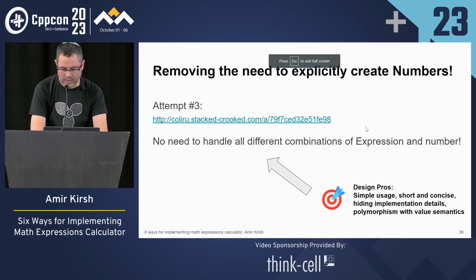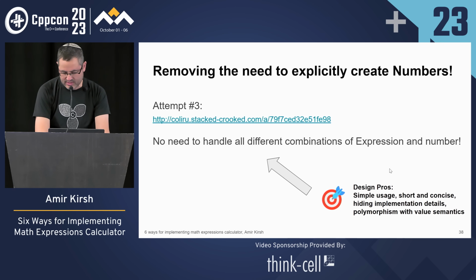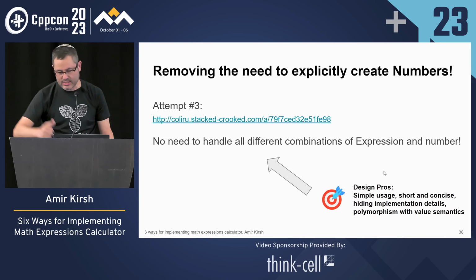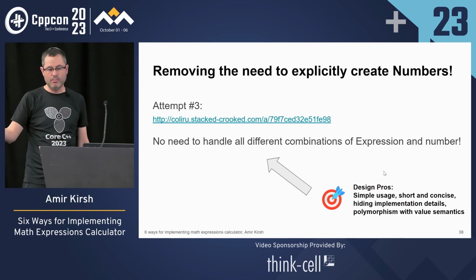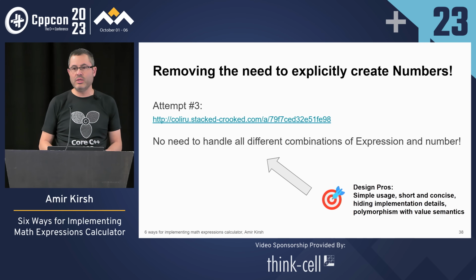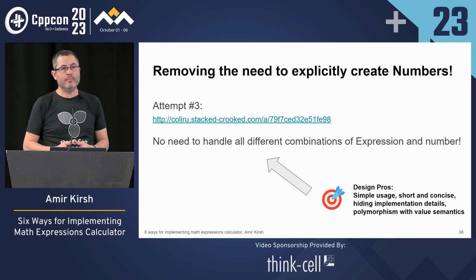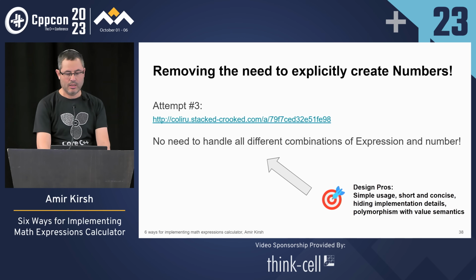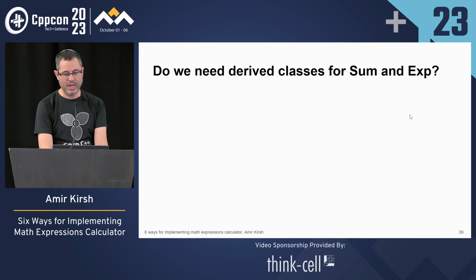So I think that we have here, we didn't finish, but we have a design pros for this code, which is a simple usage, short and concise, hiding implementation details, and we're using polymorphism with value semantics. Nothing can be shared without being handled correctly. But still we can do better.